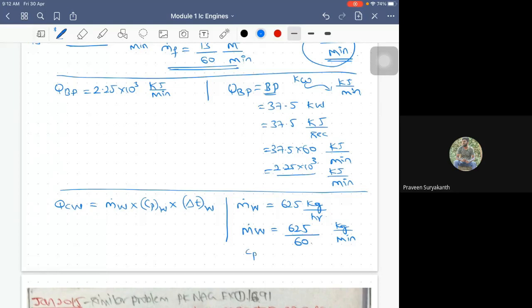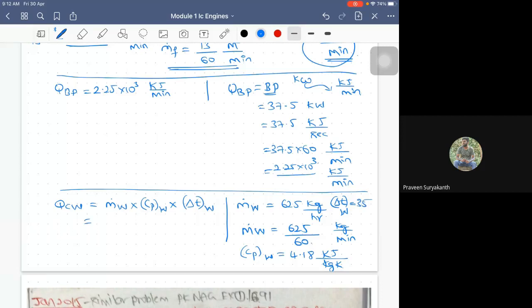I told you in the last problem that Cp of water has to be remembered. How much is that value? It is 4.18 kilojoules per kg Kelvin. So this is the value that you have to remember. And I think delta T of water is given. How much is that? Temperature difference of inlet and outlet water. So it's 35.